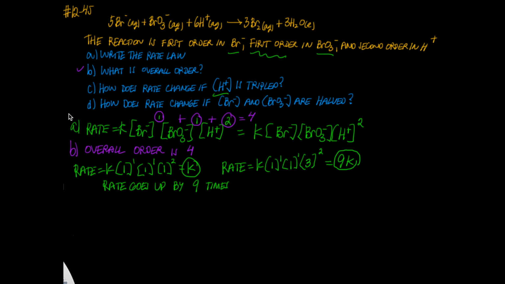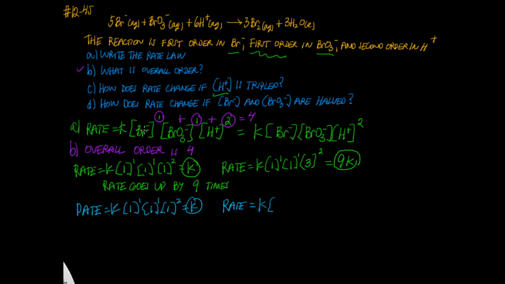All right, let's go ahead and work on part D. How does the rate change if Br minus and BrO3 minus are halved? So again, compare before and after, so we'll just take the before case again. It's just 1 to the first power, 1 to the first power, 1 squared, and that's equal to k as before. Now let's go ahead and alter those concentrations.